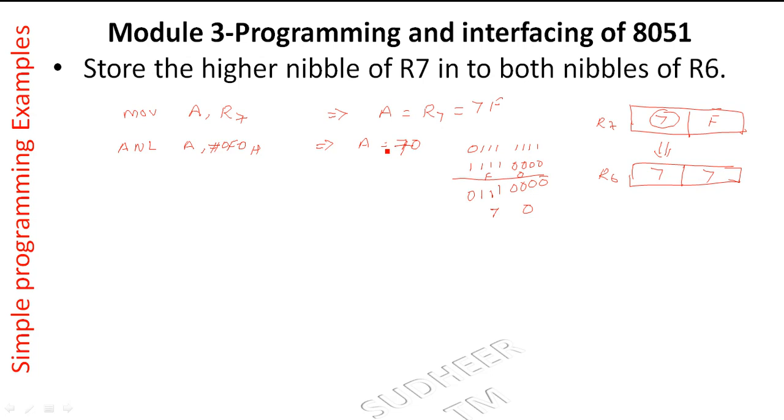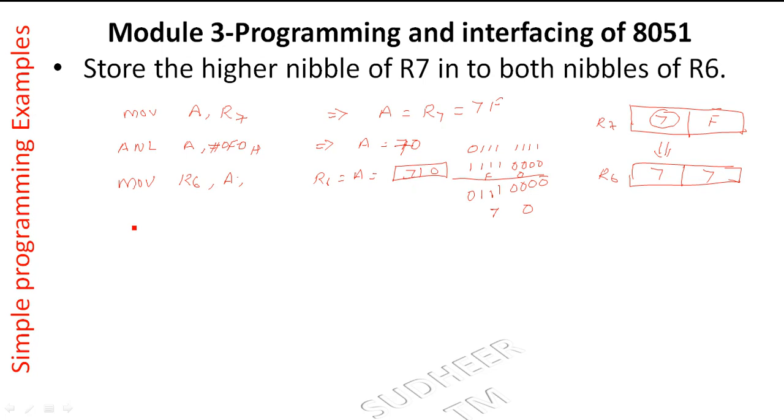Now the question is, this 7 should come to both nibbles of the accumulator. So if you move 70 to the R6 register, we can make the higher order nibble of R6 equal to 7. So we can do MOV R6 comma A, where A is 70 here. This will make R6 equal to A, which is 70. So the higher order nibble is already 7. Now we need to get the 7 to the lower order nibble also.